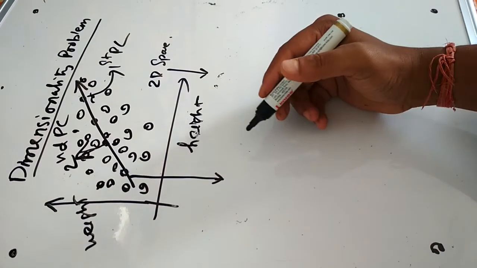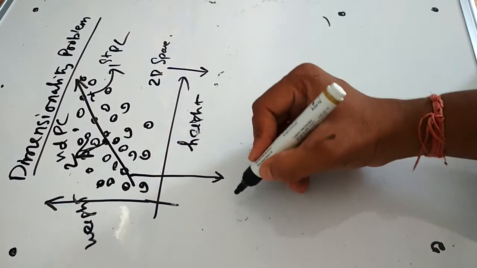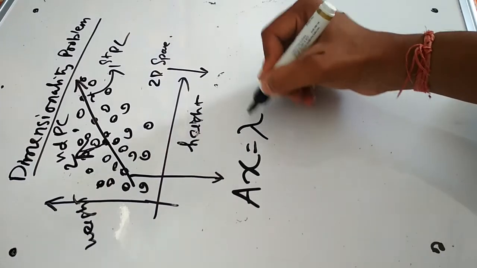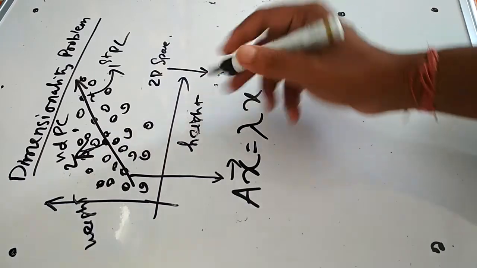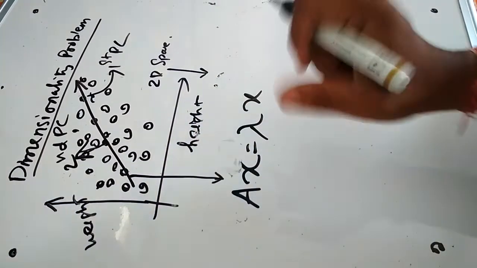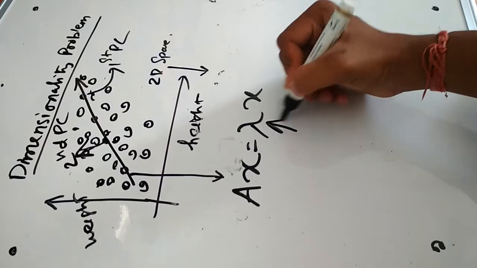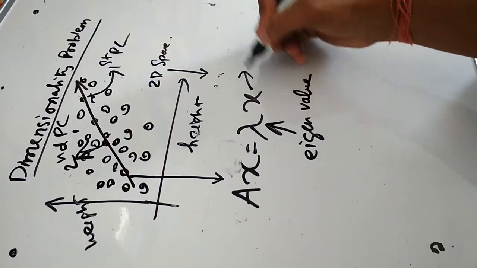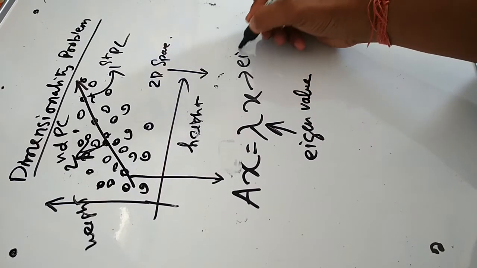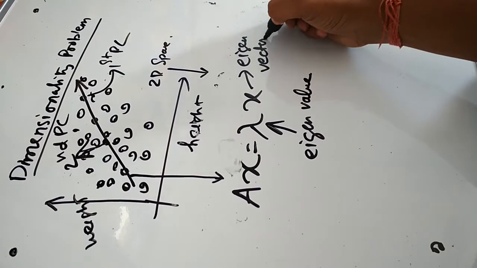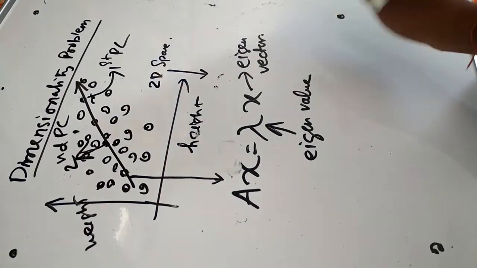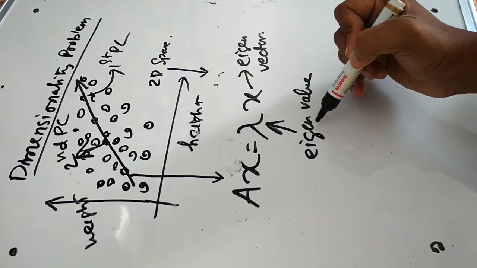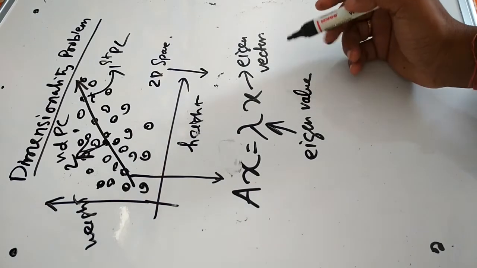Let's see. It can be represented as Ax = λx, where λ is the eigenvalue and x is the eigenvector. So λ is the eigenvalue and x is the eigenvector.